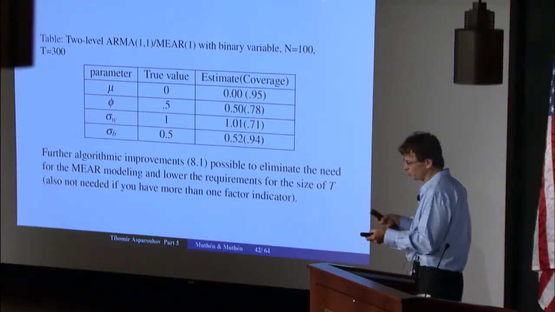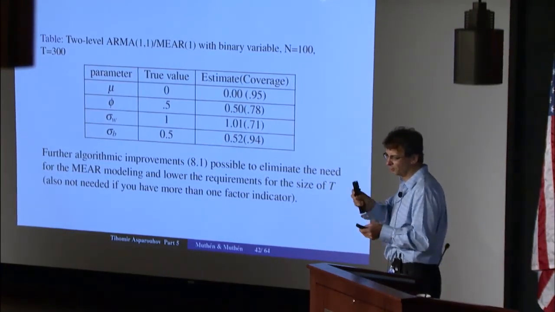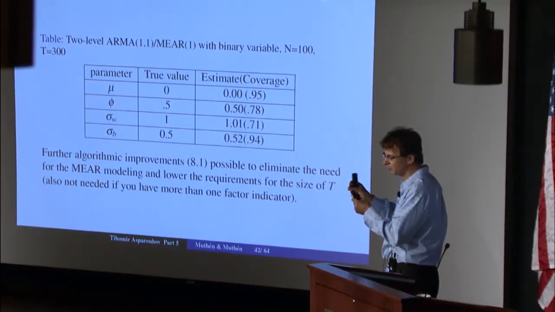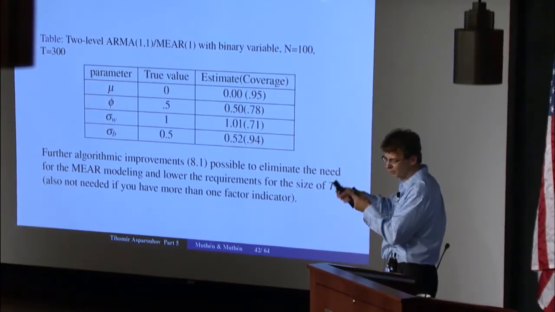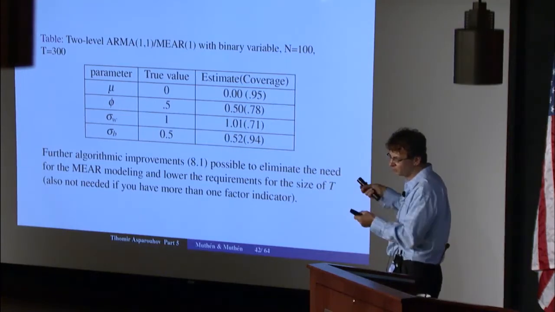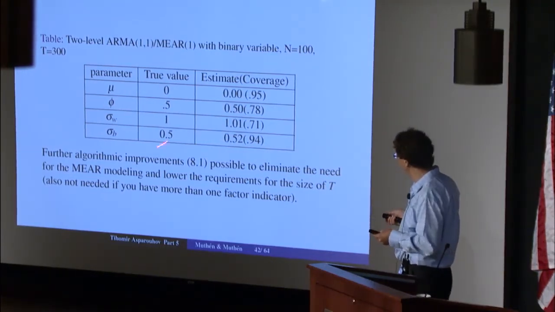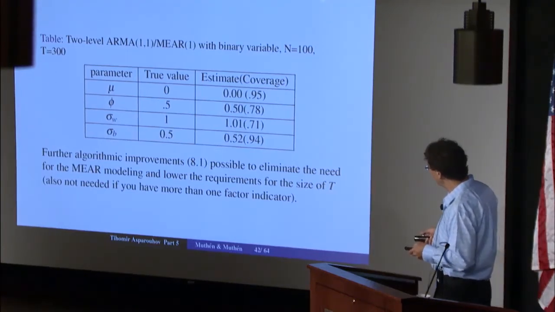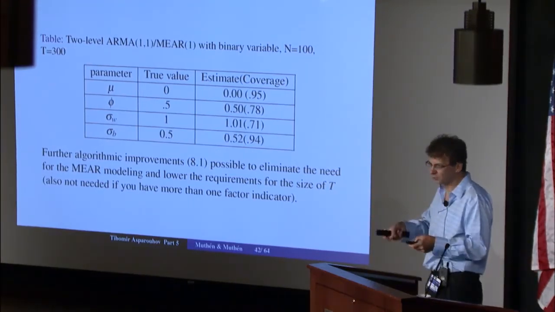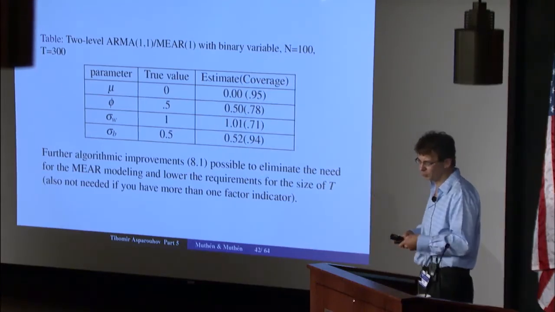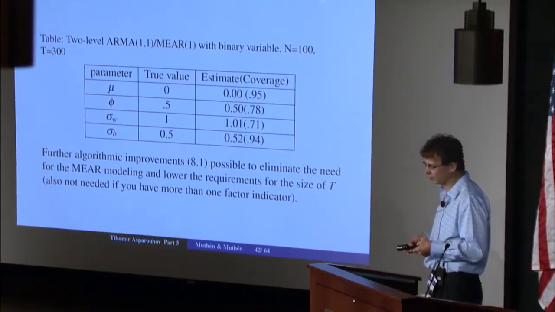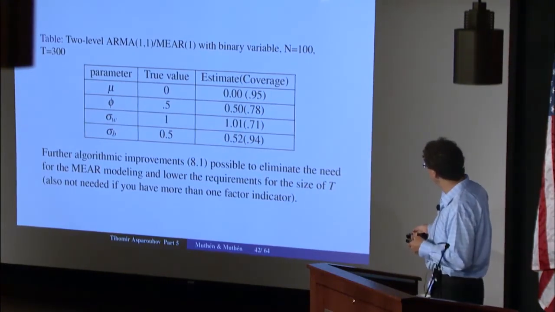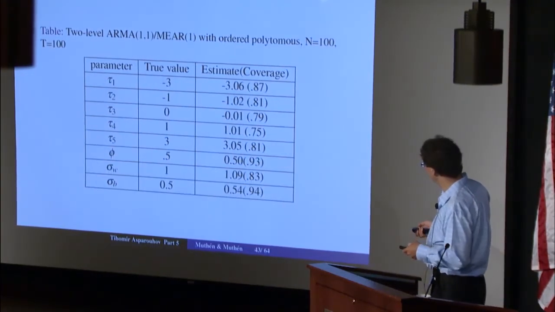Binary variables are somewhat tricky because the information is extracted every time there is a change from 0 to 1. And those changes have to be fairly frequent to provide information for all these latent variables and parameters. So that works much better when you have more than one binary variable. You have multiple indicators for the same factor, and the factor is measured better. Or you can use ordered polytomous variables.